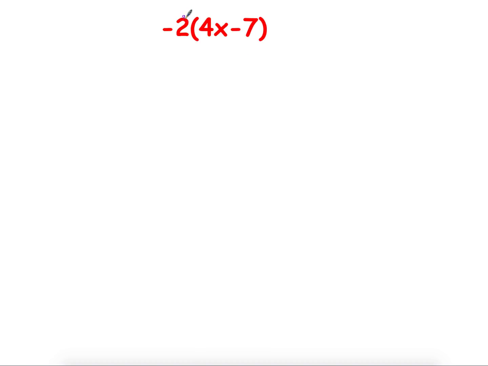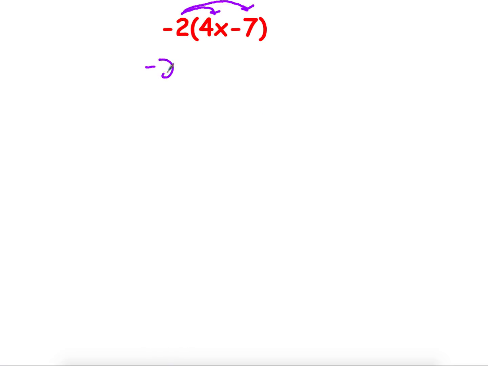So again, this is distributive property because I have negative 2 attached to a parenthesis. There's no sign in between, so we know it's multiplication. So I have negative 2 times 4x minus 7. So I need to multiply this negative 2 by every term inside these parentheses. I'm taking negative 2, multiplying it by 4x, taking negative 2, and I'm also multiplying it by negative 7.